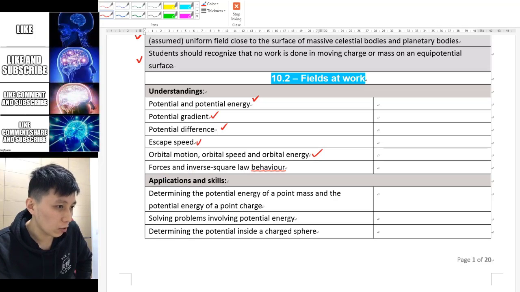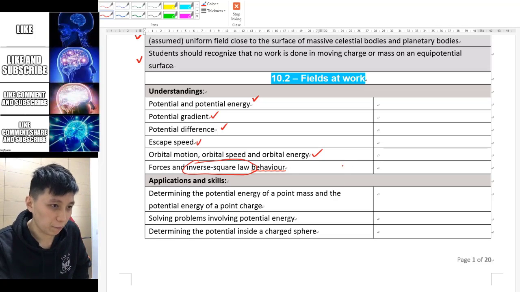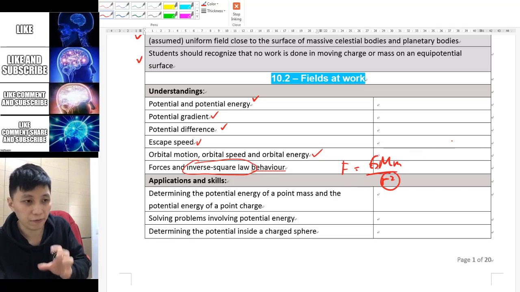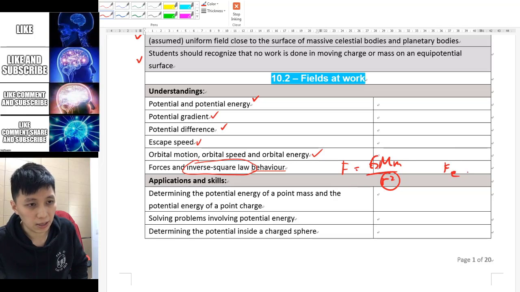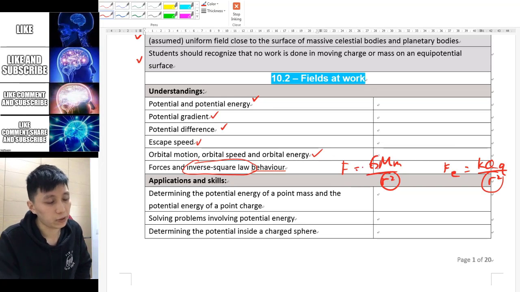Forces and inverse square law behavior. This was actually shown by the equation, because the force was GMm over r squared. So this is the inverse square law behavior, same as the electrical force, which is k q1 q2 over r squared. So you also have r squared at the bottom, so inverse square law behavior.